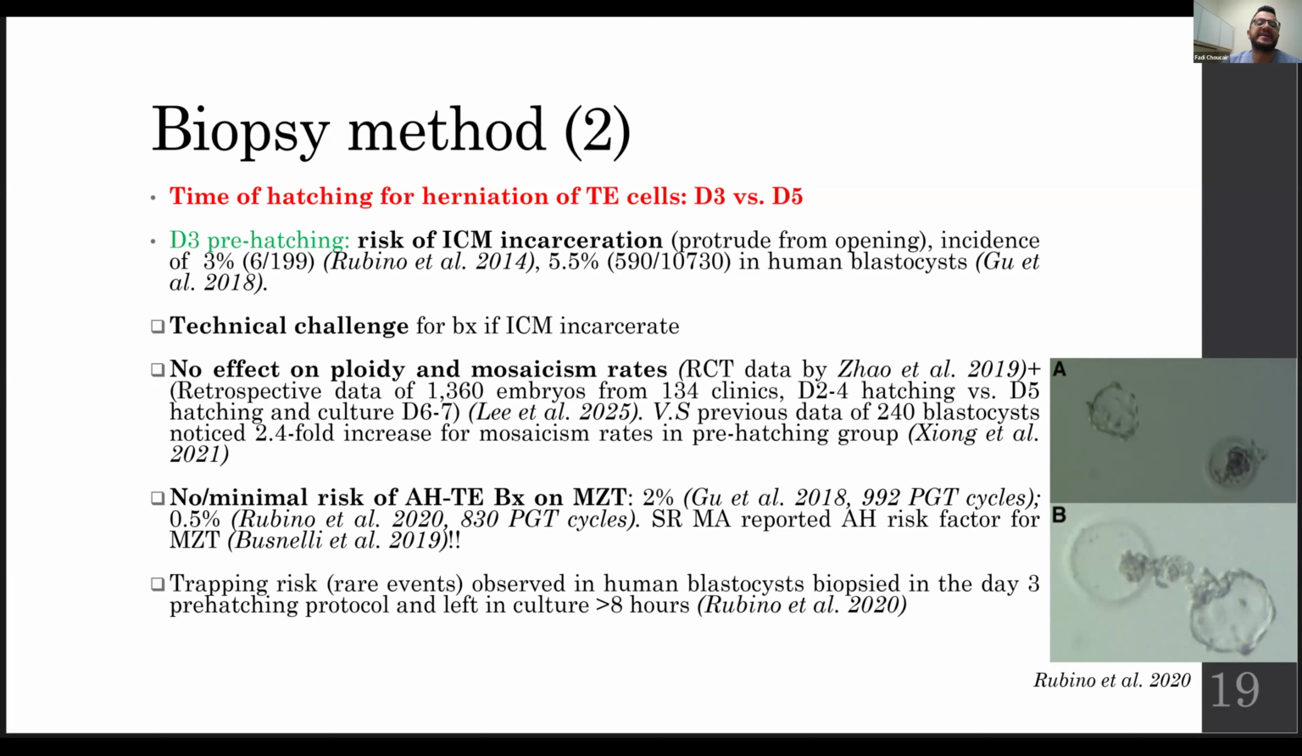I need to mention also a rare event that might happen. Besides the technical challenge of the inner cell mass escaping when hatching on day 3, we sometimes might face a risk of trapping, where a human blastocyst biopsied on day 3 in the pre-hatching protocol was left in culture and got entrapped in the zona pellucida. Half of the embryo is outside the hole and half inside the zona, and it causes degeneration of the embryo. Although it's a rare event, it's also a risk.